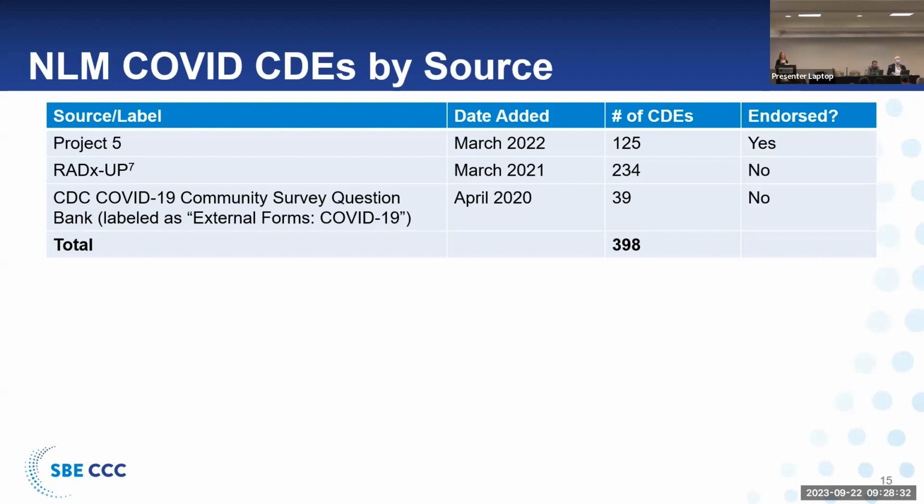And these CDEs predate the endorsement process, so they are not flagged as endorsed. And then lastly, there is a set that comes from the COVID-19 Community Survey Question Bank, developed by the CDC as a resource to facilitate use of common measures across research studies. 39 CDEs were added in the very early dates of the COVID-19 pandemic, and they also predate the endorsement process, so they're not endorsed.